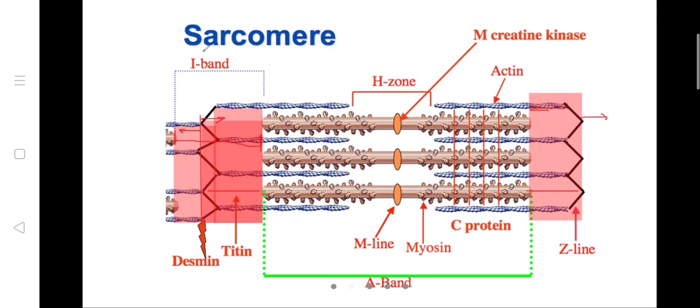This region is called the I band. I means isometric band. Isometric means it's even, because there is no thick band here, only thin band here. It will appear uniform, even. That's why it is called the I band.